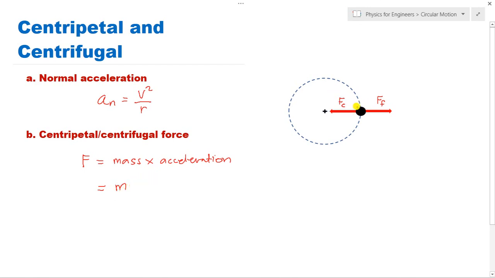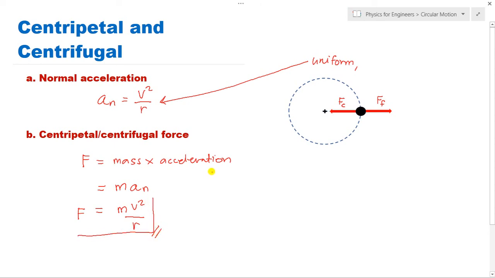And what is its acceleration in terms of centripetal and centrifugal force? Of course, since uniform man ito, our main acceleration that influences centripetal and centrifugal force is just the normal acceleration. So, this is mass times a sub n. And what is our a sub n? That is equal to the square of your linear velocity all over r. Therefore, this is an expression for solving the centripetal or centrifugal force of a certain body.